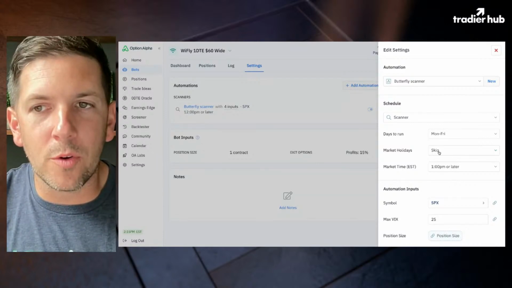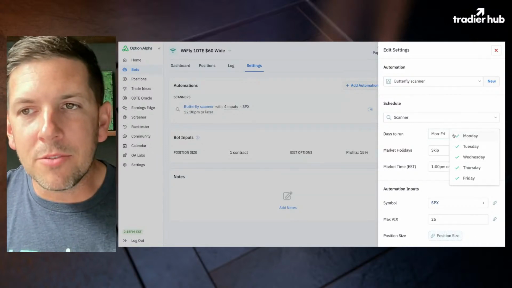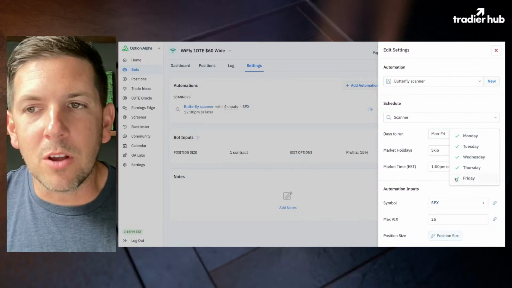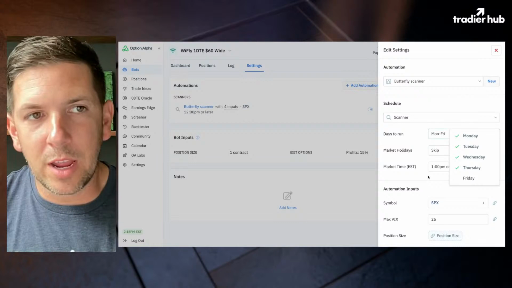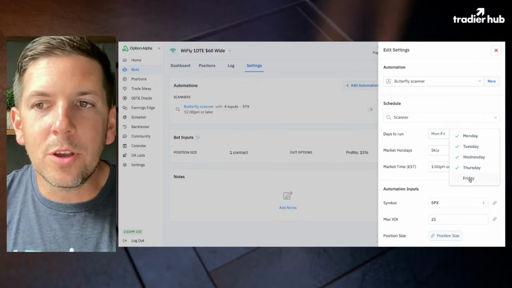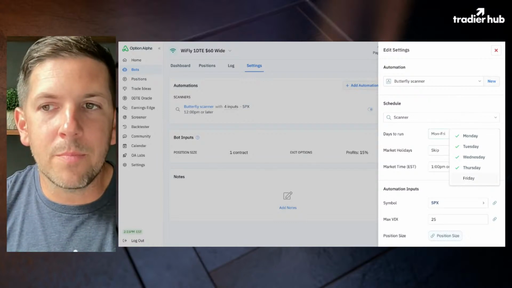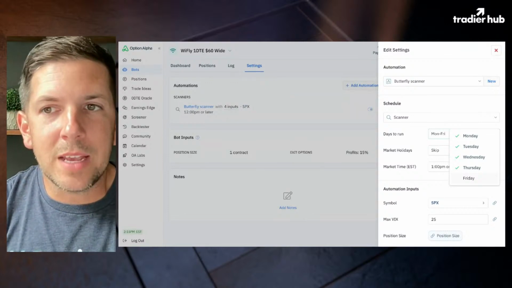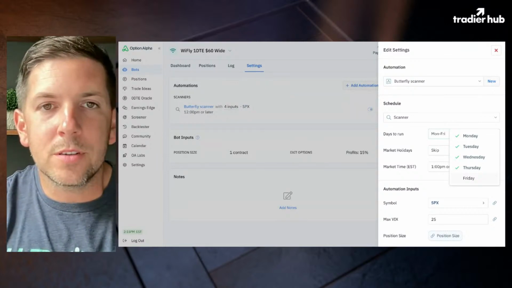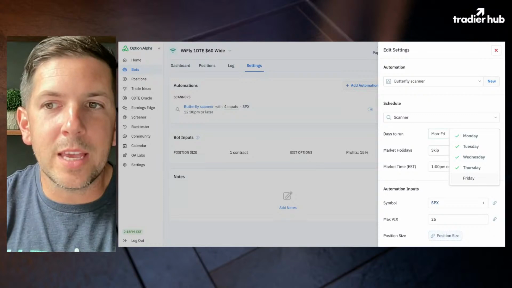It will skip over market holidays. And then the other thing that you could do, and I've seen a lot of other people do this also, is skip Fridays. If you don't necessarily want to trade over a weekend, you could remove the Friday from the days to run, which is what I'm going to do here. So I don't necessarily care to make this trade Friday afternoon to Monday morning because a lot can happen over the weekend.